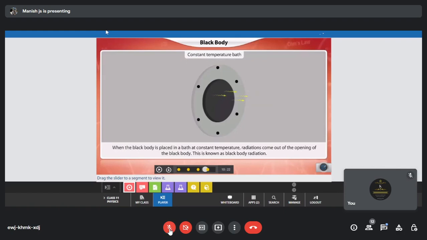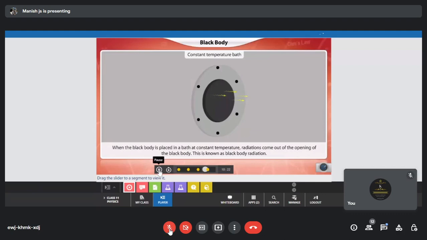What do you mean by black body radiation? How it happens, we saw in our experiment. Is the concept clear, students? Yes, sir. Yes, sir. Oh, okay, good. We now move on to the next part.